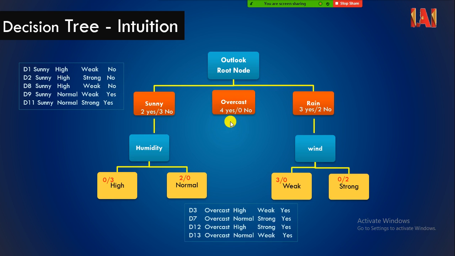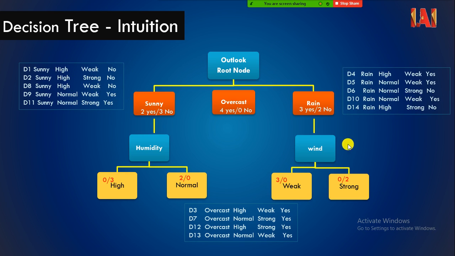Similarly, when you look at the overcast, this is the data set. Within this overcast, you need to look at the target values. How many yes, how many no? 4 yes, no no. We don't have no here. Hence, we call that a pure node. Remember this. This is called a pure node, but the Sunny node is impure. Next we will see rain.